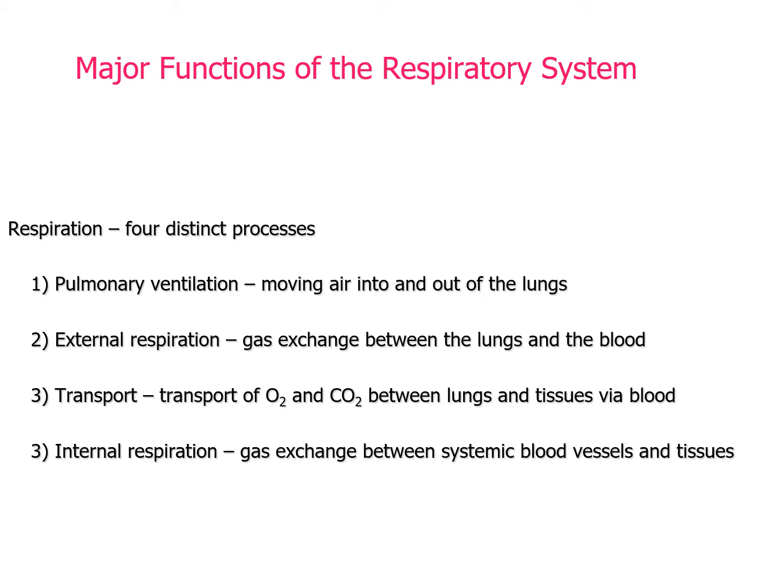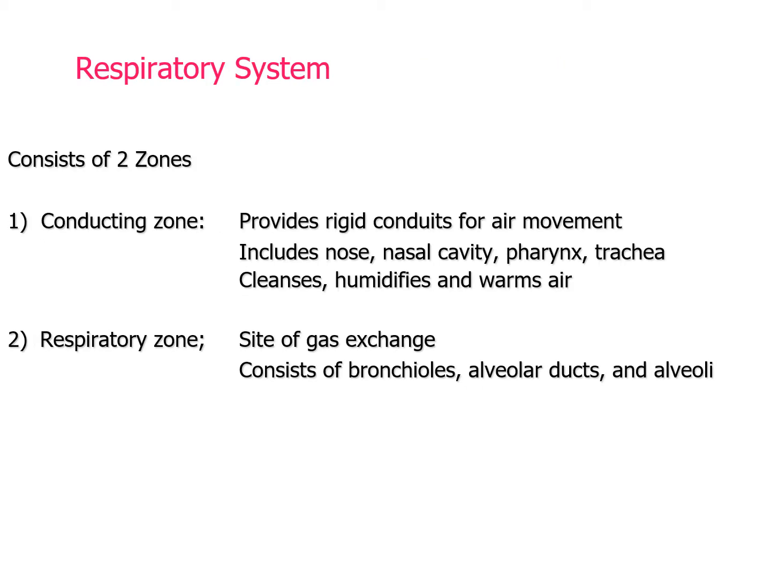Now that's gas delivery and gas uptake for oxygen and CO2 respectively. And then there's internal respiration, which is the gas exchange between the systemic blood vessels and the tissues. So you have two major types of respiration going on: external respiration, gas exchange between the lungs and the blood, and internal, between the blood and the tissues. And we're going to go through each of these a little bit once we go through the anatomy of the respiratory system. Essentially, the respiratory system consists of two major zones.